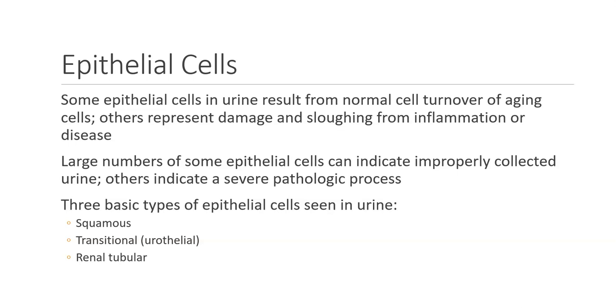Let's say the doctor wanted a clean catch for a potential culture on a sample. Well, if we see a lot of epithelial cells, then that indicates to us that it was improperly collected, and we may need to order a recollect. Others indicate a severe pathologic process. There are 3 basic types of epithelial cells you need to know and recognize that may be seen in urine: squamous, transitional, and renal tubular.